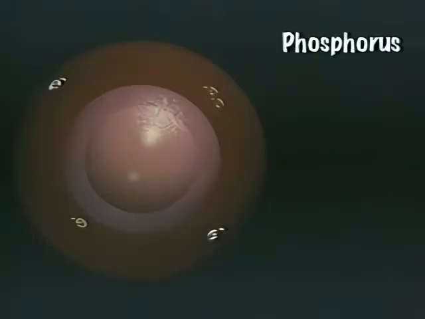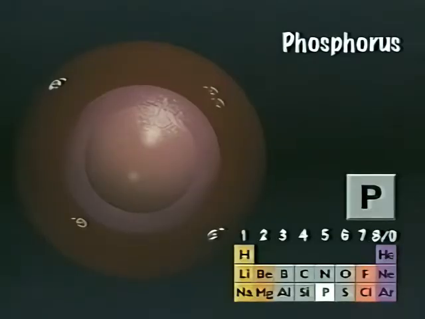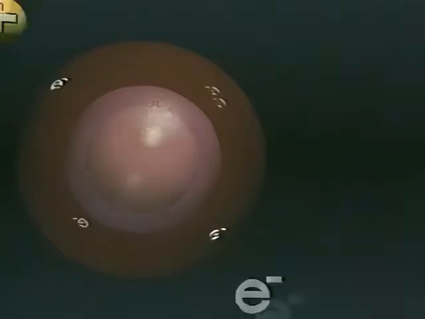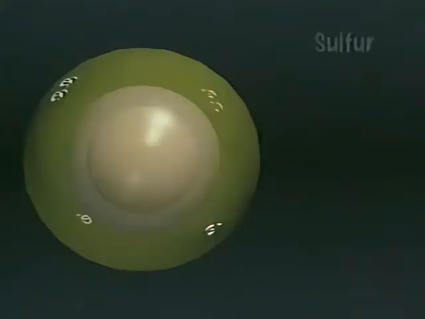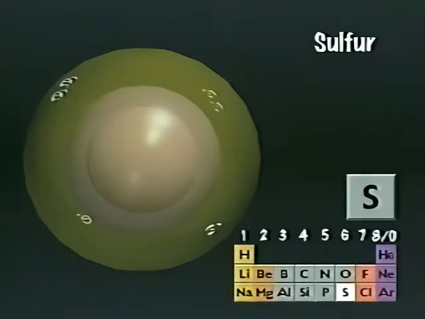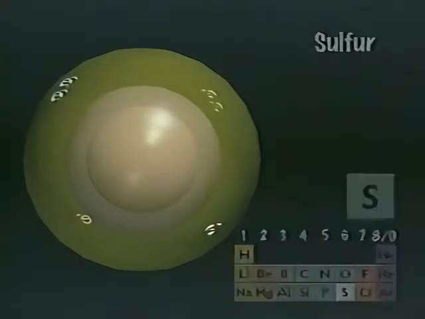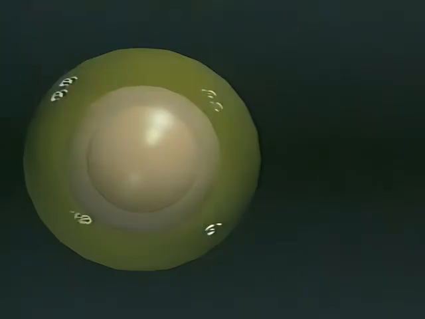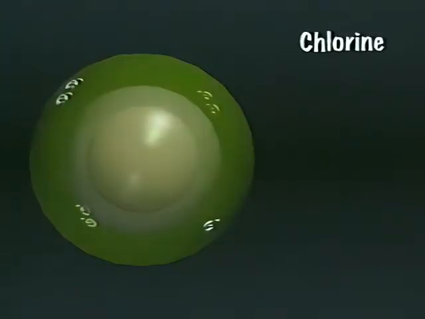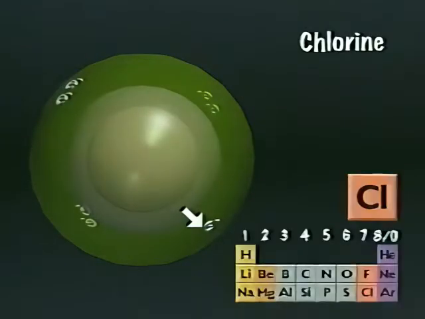Phosphorus has 5 electrons, 2 paired and 3 unpaired, and is placed in the 5th group. Sulfur with 6 electrons appears in the 6th group. Chlorine, like fluorine, has only 1 unpaired electron.